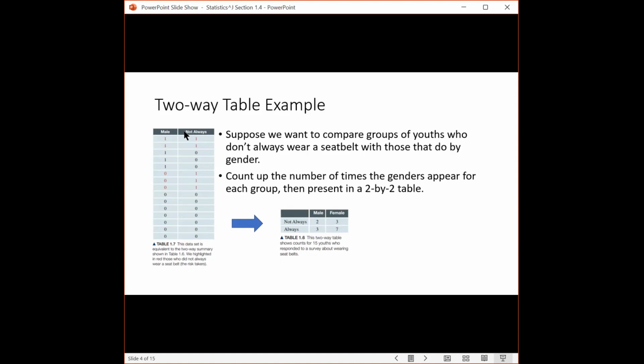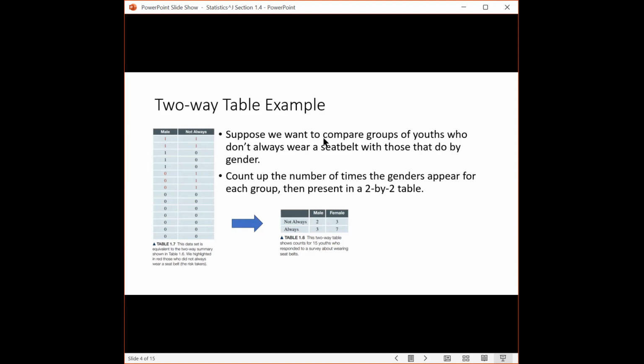Then for the not always column, these are people who do not always wear their seatbelts. That's the context. The ones would be people who do not always wear their seatbelts, like the first two here, and then here we have three that do not always wear their seatbelts. The zeros would be the opposite, false for not always wearing their seatbelts, so that means they do always wear their seatbelt.